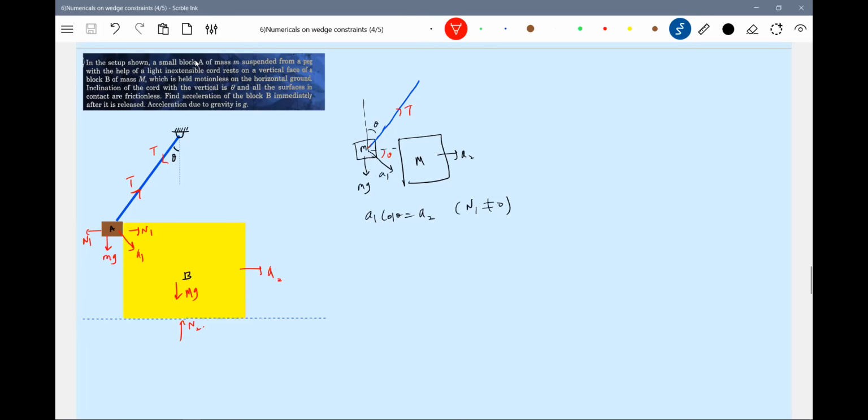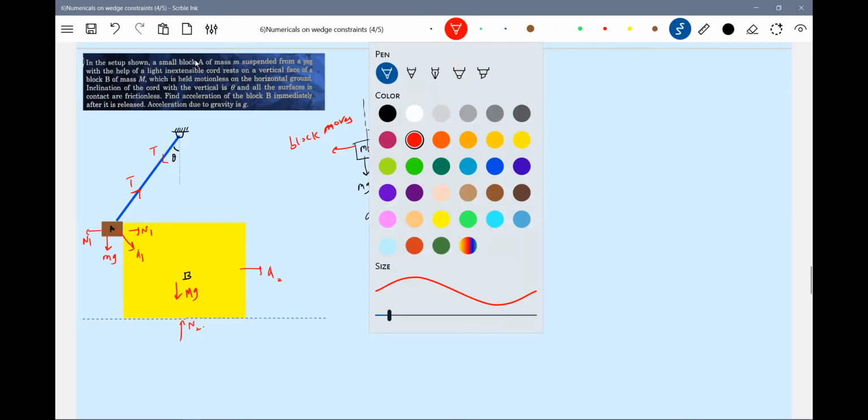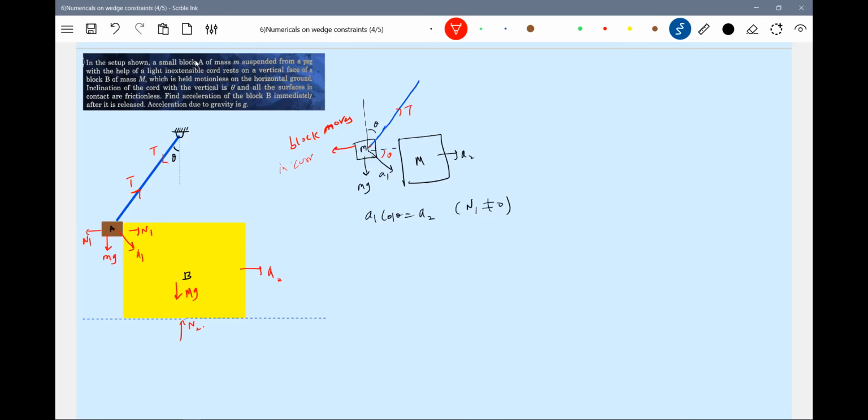What is the state of the block? How will the block move? The block moves in a curved path; we'll write it. And the wedge will move horizontally. Let's write all the possible equations. Now it's very simple. So what are the equations of motion for the block?